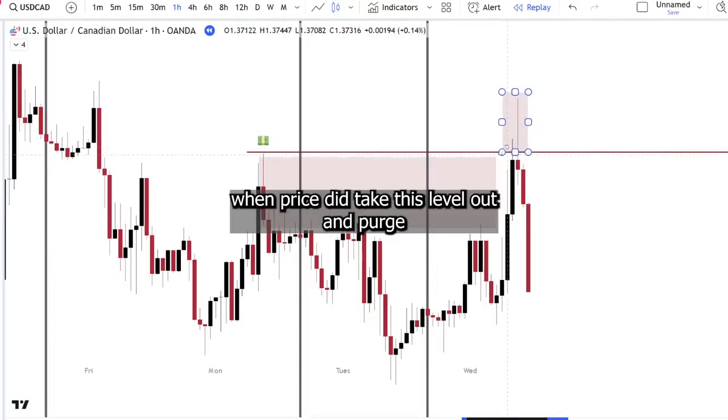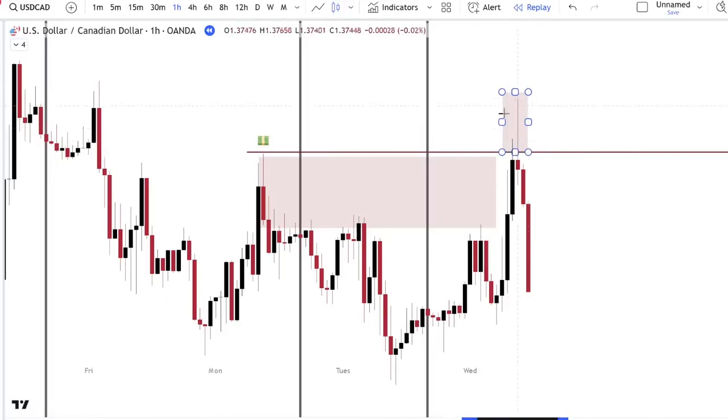and purge all the stop losses and fake out buyers, as price broke this level and took out their stop losses, a lot of traders start to get in a buy position thinking, okay, this is a change of character. Price is going to change direction, for price just to trap them and go the opposite way.